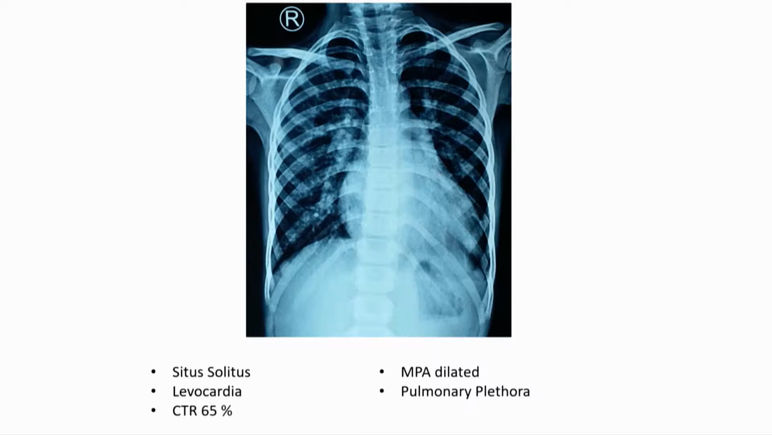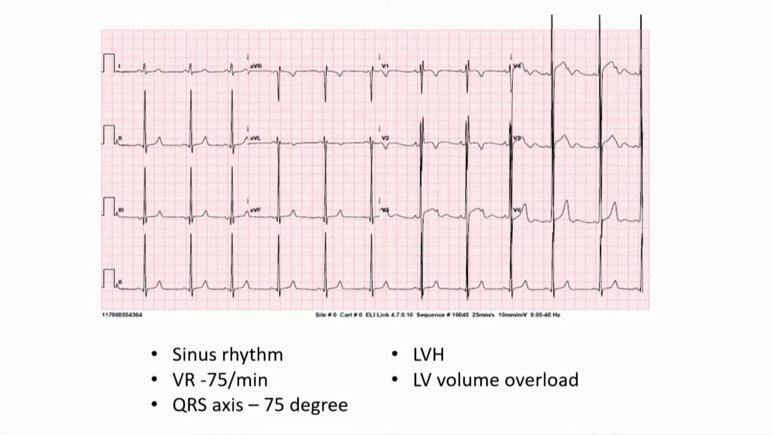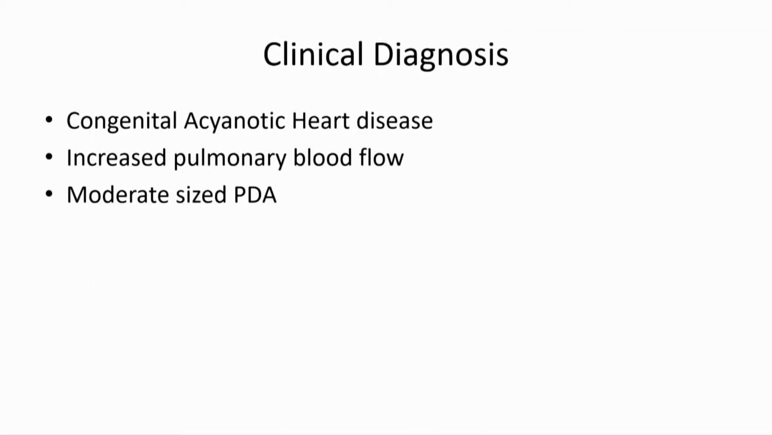X-ray is showing situs solitus, levocardia, CTR of 65%, MPA is dilated, pulmonary plethora. ECG is showing sinus rhythm with a ventricular rate of 75 per minute, QRS axis of 75 degrees, left ventricular hypertrophy, LV volume overload pattern. Clinical diagnosis: it's a congenital acyanotic heart disease, increased pulmonary blood flow, moderate size PDA. So we proceeded with an echo.